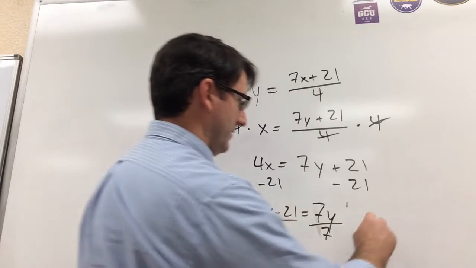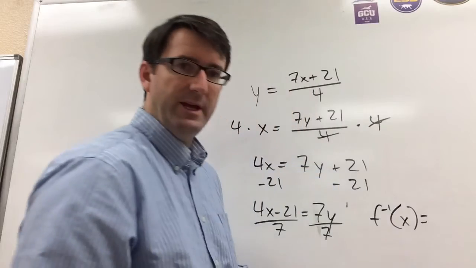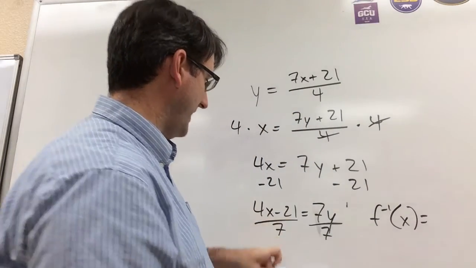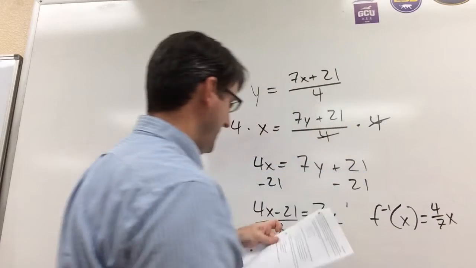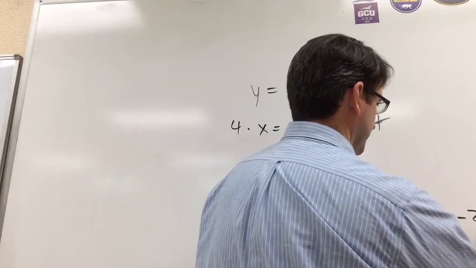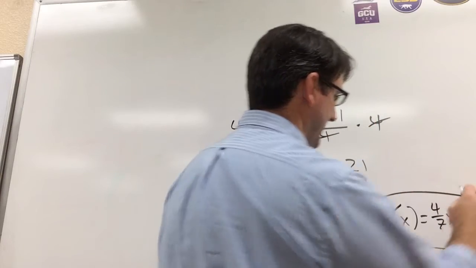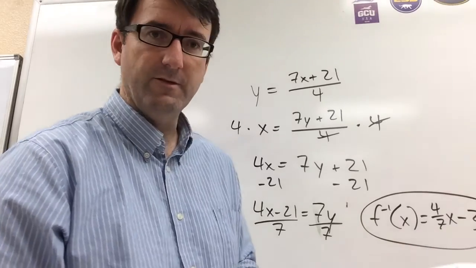And so we get y, or f inverse of x, is going to be equal to 4x divided by 7, so 4/7 x, minus 21 divided by 7, which is just 3. So that's our answer, and that is D for number 13.